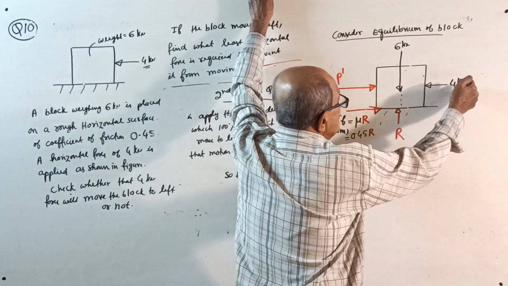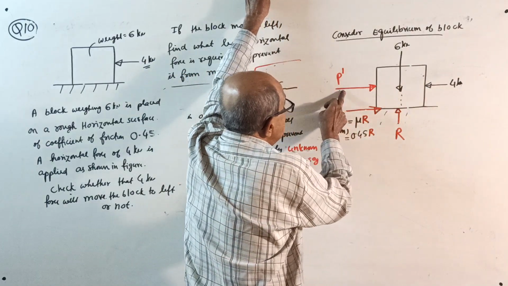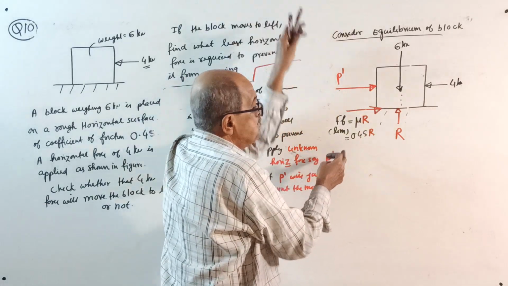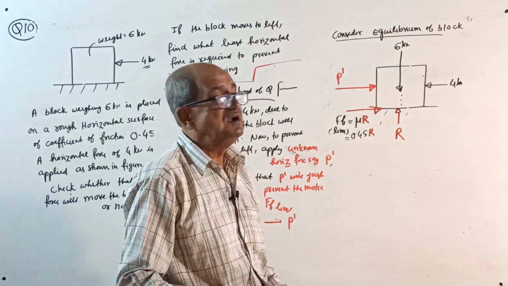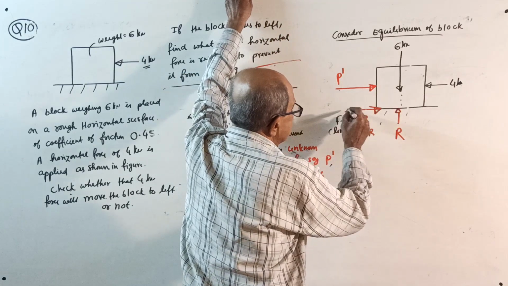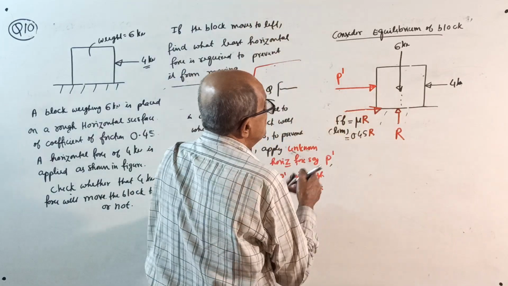Tendency of 4 kilonewton is to move to left side. This is preventing it. Actually, this is helping the friction. Friction is not sufficient. It will tell, I am there to help you. So even now, frictional force is right side. Same frictional force. Okay, start.